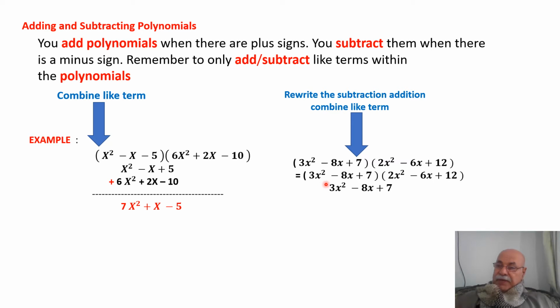We start with the first bracket, 3x squared minus 8x plus 6. And minus the second bracket, 2x squared plus 6x plus 12. This minus means to subtract this bracket from this bracket. Always with the minus, we change the sign.